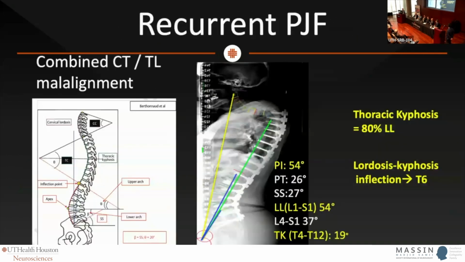So PJK is very, very common just because of the patient population we're treating. Recurrent PJF is a whole other story. And it's a sign of a pretty significant, substantial malalignment problem. Here are some of her parameters. And with her, the obvious alignment issue is they extended her lordosis well into the thoracic spine.